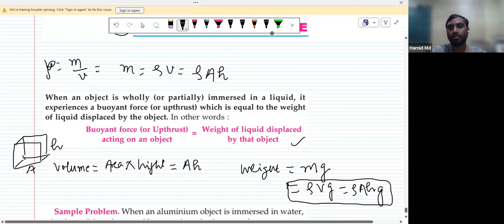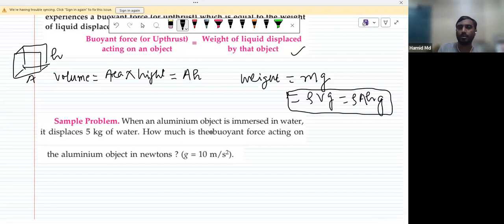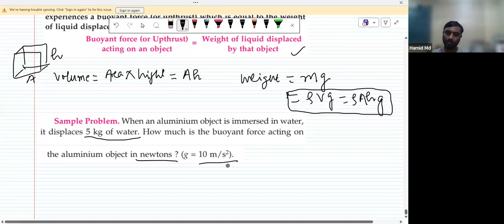Now I will try to give you one numerical. When an aluminum object is immersed in water, it displaces water. It displaces 5 kg of water. How much buoyant force is acting on the aluminum in Newton, if g is this? Can you do it?